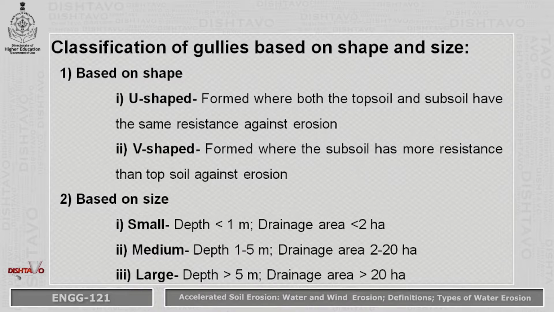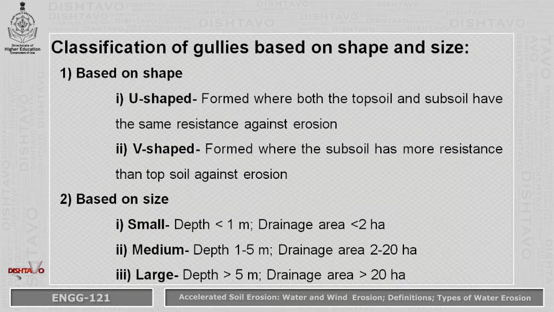Next, classification based on the shape and size of gullies. Here we are classifying gullies into two types, based on shape and based on size. Based on shape, gullies again have two types, U-shaped gullies and V-shaped gullies. U-shaped gullies form where both the topsoil and subsoil have the same soil resistance. V-shaped gullies form where the topsoil has less resistance and the subsoil has more resistance.